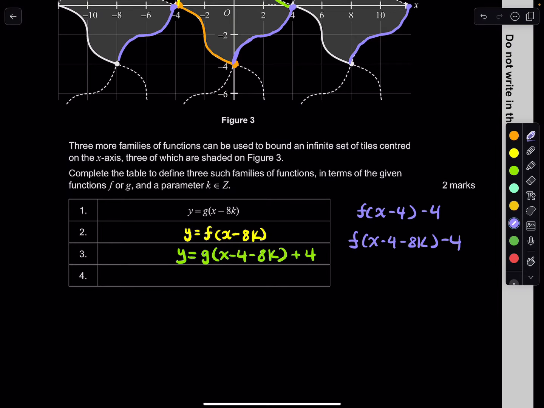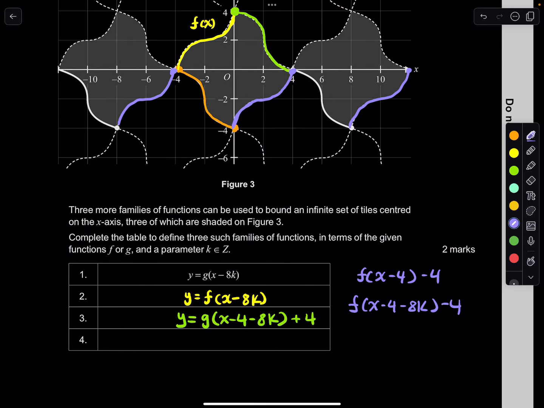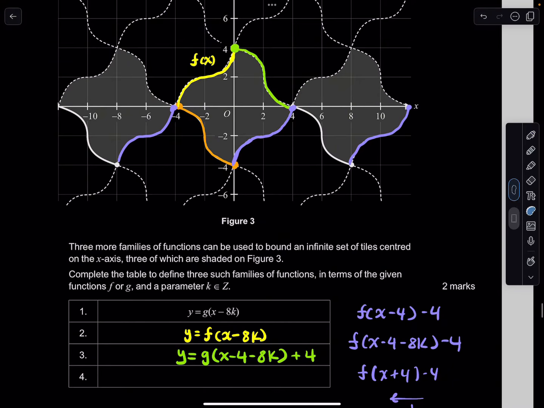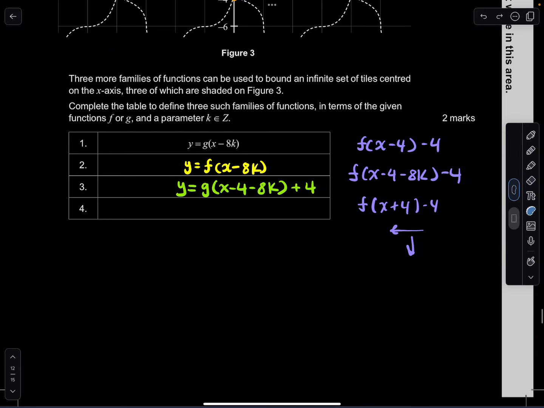Let's just double check that. So if I sub in 0, yep, it'll give me x minus 4. What about if I sub in 1? x minus 12 plus 4, minus 4, yep. What about if I subbed in the other case, which is negative 1? So it'll be x plus 4 minus 4. So 4 units to the left, 4 units down. Let's check that. 4 units to the left and 4 units down. Yes, perfect. We've got that general equation. So for that one, it's y equals g of x minus 4 minus 8k minus 4.